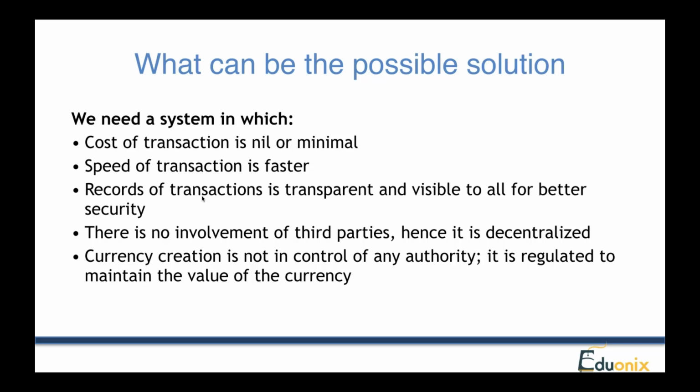Even though Facebook can have its own addresses, create any number of addresses. Now, what is an address? I'll come to that. But this is one of the reasons why enterprises don't want openness and want their transactions to be private. There is no involvement of third parties, hence it is decentralized. Currency creation is not in control of any authority. It is regulated to maintain the value of the cryptocurrency. So the creation of money is not in control of any authority, any government, any bank. No one can just create currency by their own will. It's not possible with cryptocurrencies.